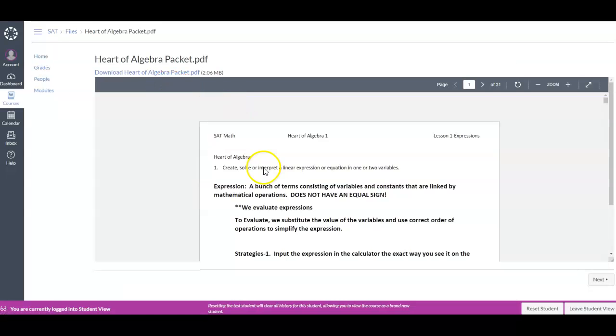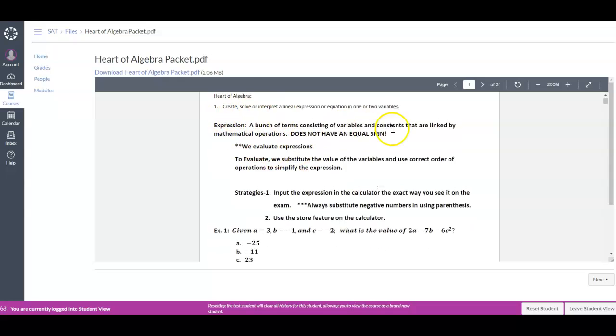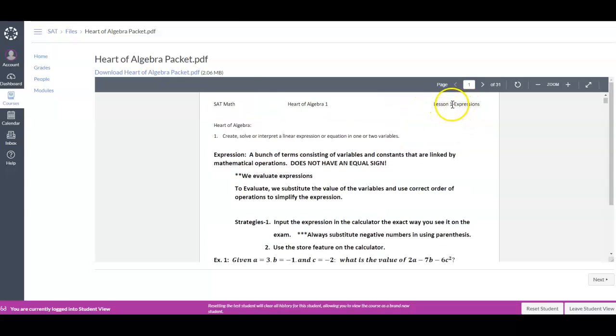Okay, so this is an example of the Heart of Algebra module. In each module, there are anywhere from 8 to 13 lessons, and each lesson is broken up by topic. So this is like lesson 1 in Heart of Algebra. Now, not only does it say it's lesson 1, but it talks about what topic and then what standard from Heart of Algebra it's linked to.